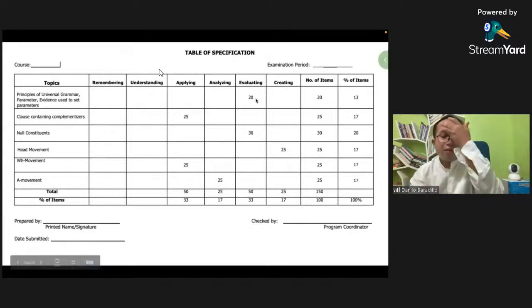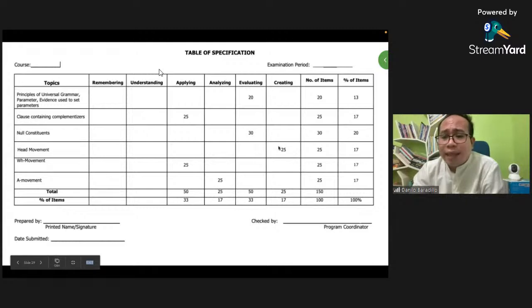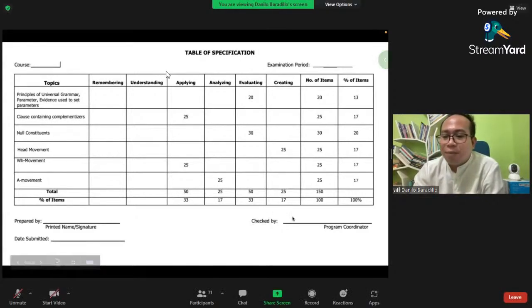But I have here evaluating because I did not place any kind of remembering and understanding, although that could really also work. I'm trying to assess here the applying, analyzing, evaluating, and creating, the much higher order thinking. But these are also very helpful for our students, so that you would know that they remember some concepts or definitions. So these are all things that we can consider a phase of a certain table of specifications. Then you have prepared by, submitted, and then checked by, of course, the program coordinator.